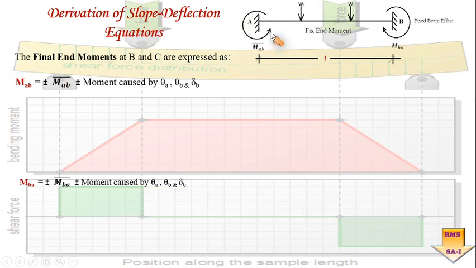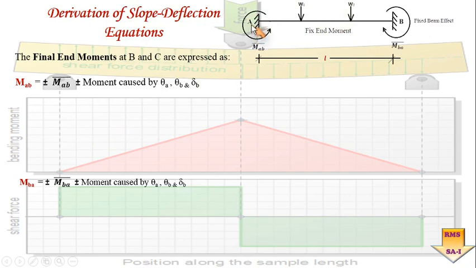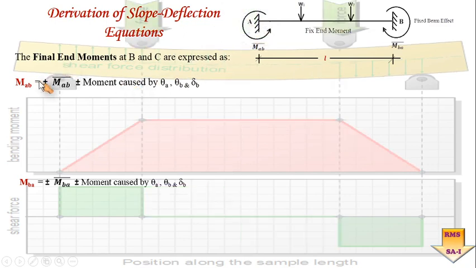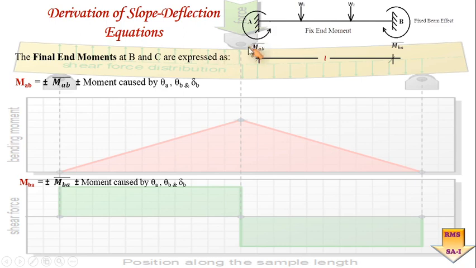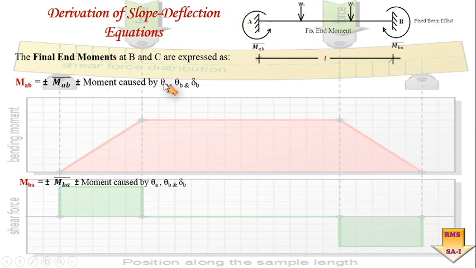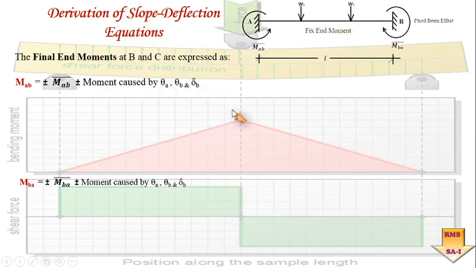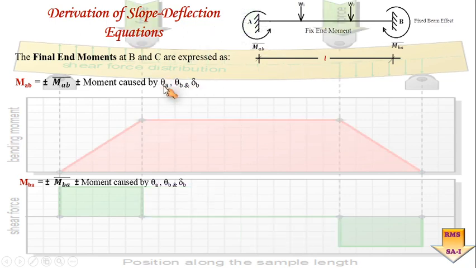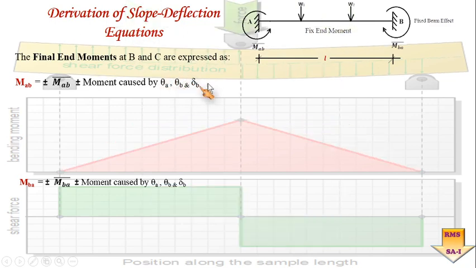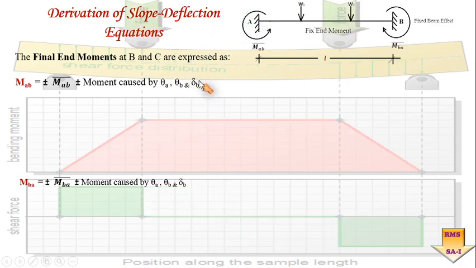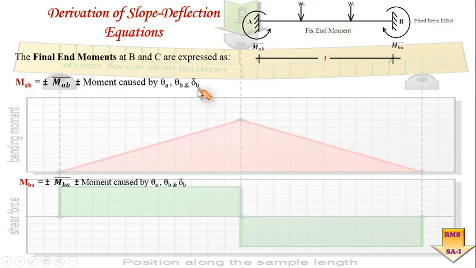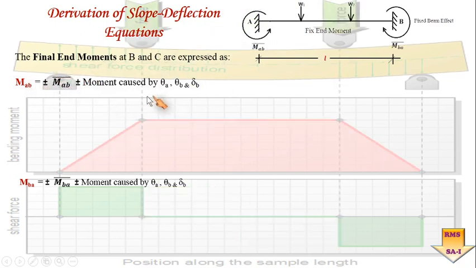As far as point A is concerned, we know the final moment about point A will be what? The moment due to the fixity effect, that is already taken into account in the first figure, MAB bar, plus moments caused due to the displacement at A and B. And what are the displacements occurring? There may be rotation about point A, rotation about point B, and translation about points A and B. Is it okay? So this is how we have to combine all the moments due to the various effects.